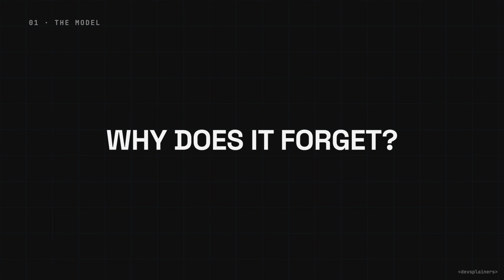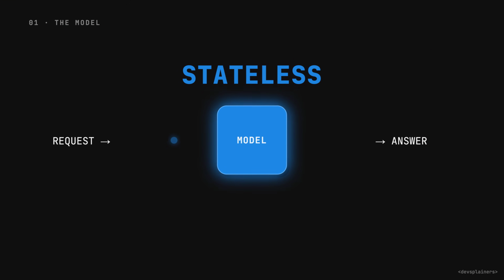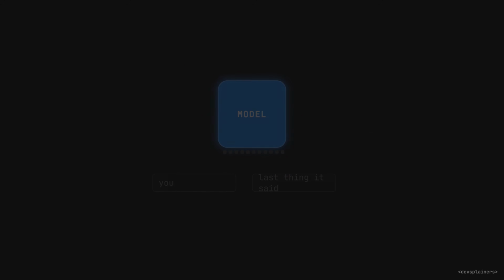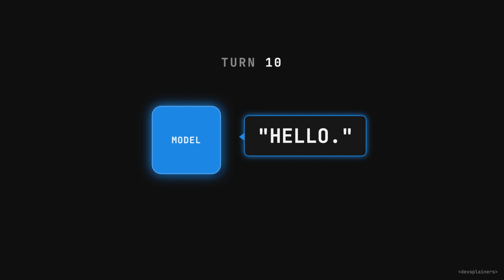We should start with the simple part. Why does your agent forget? The model itself is stateless. One request goes in, one answer comes out, and the instant it finishes, the model throws everything away. It doesn't know you, it doesn't know the last thing it said. Every turn it's meeting you for the first time.